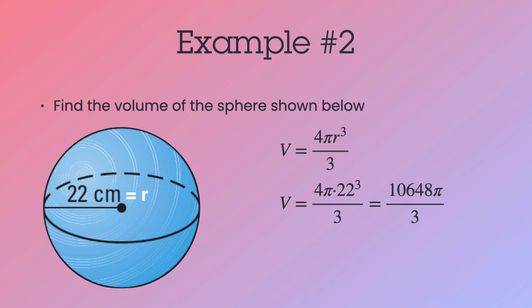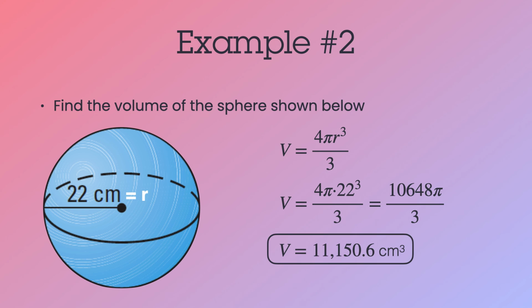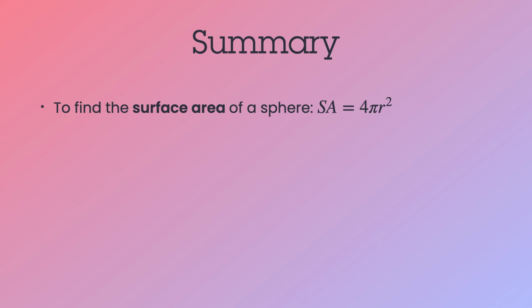Now, we've been rounding to the nearest tenth, so we'll go ahead and get our decimal answer. We'll do the multiplying by pi and the dividing by 3 to get 11,150.5595, which of course will round to 11,150.6. And since this is volume, volume is a cubic unit of measure, so it's centimeters cubed. There's our final answer.